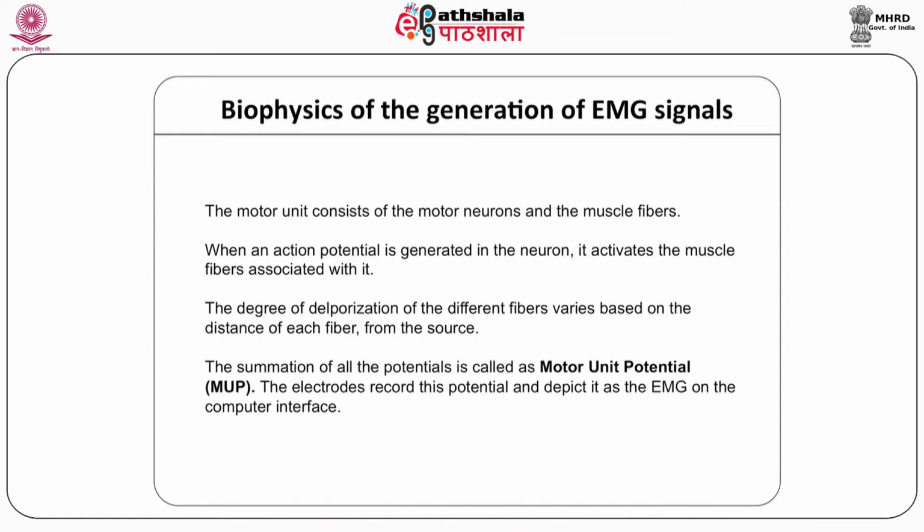The motor unit consists of a motor neuron and the muscle fibers. When an action potential is generated in the neuron, it activates the muscle fibers associated with it. The degree of depolarization of different fibers varies based on the distance of each fiber from the source. The summation of all these potentials is called the motor unit potential. The electrodes record this potential and depict it as the EMG on the computer interface.